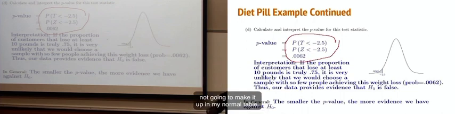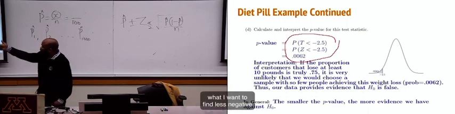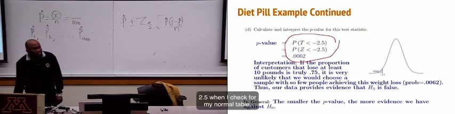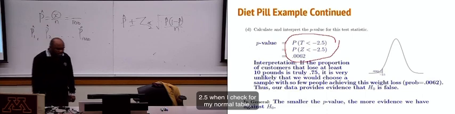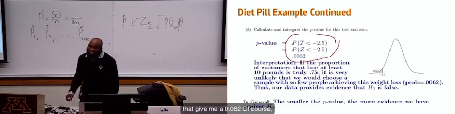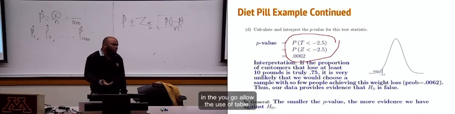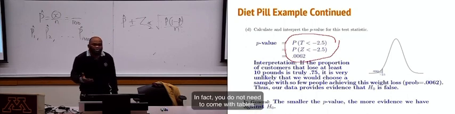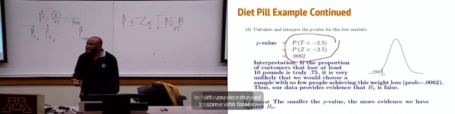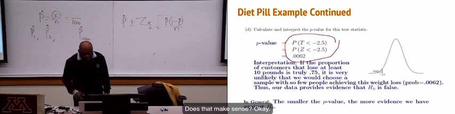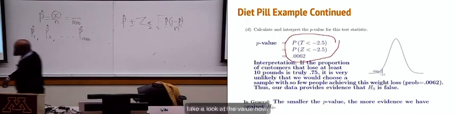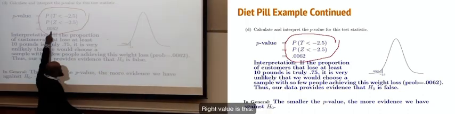Now I want to find P of Z less than negative 2.5. When I check from my normal table, that gives me 0.0062. Of course, in the exam, I'm going to allow the use of the table. In fact, you do not need to come with tables. We provide the table in the final. Does that make sense?